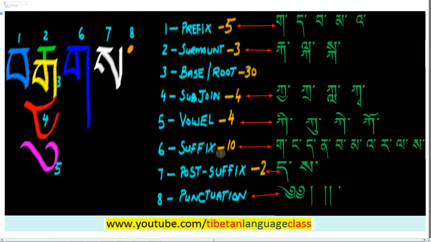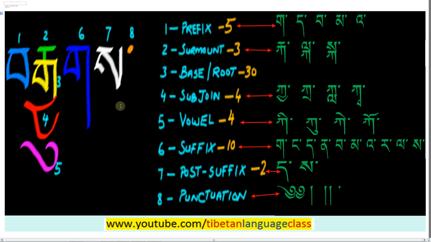So we have 10 suffixes, and the suffix is then followed by the post-suffix letter, in this case the letter sa. For the post-suffix, we call it yangjuk, and we have 2 letters that could be used as a post-suffix. It's going to be ta or sa. So it's either ta or sa. There are only 2 letters that could be used as a post-suffix.